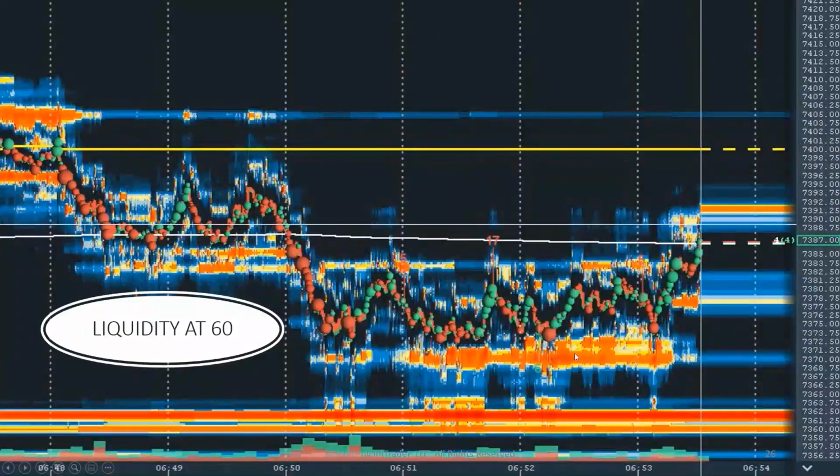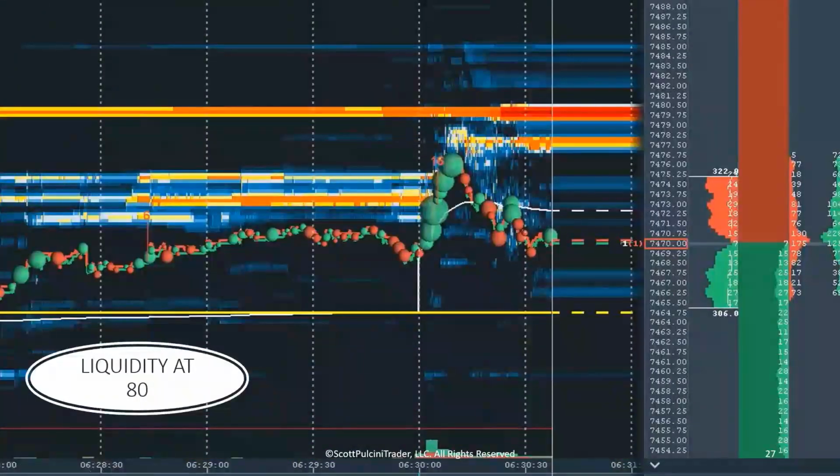find some support here around the 70, but the 60 is still waiting down there. If the price was to come down, this is very, very likely to provide a strong support where we can see, where we can find our entries and come back up.